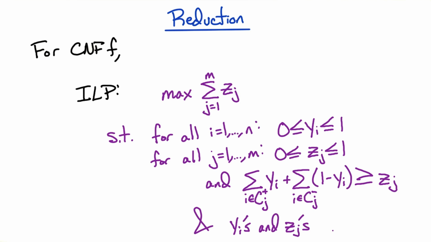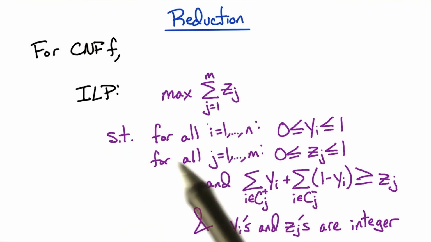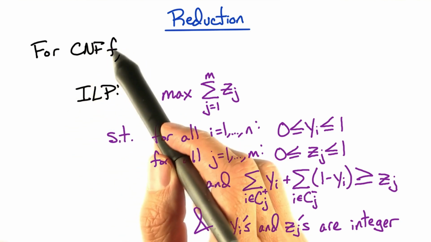Finally, we have the constraint that these variables, the yi's and the zj's, are integer valued. So they lie on this n-dimensional grid. Actually, in this case, we're in n plus m dimensions. Now that defines our reduction from MaxSAT to integer linear programming. In fact, it's equivalent. So this integer linear program is equivalent to the original MaxSAT problem on this input f.